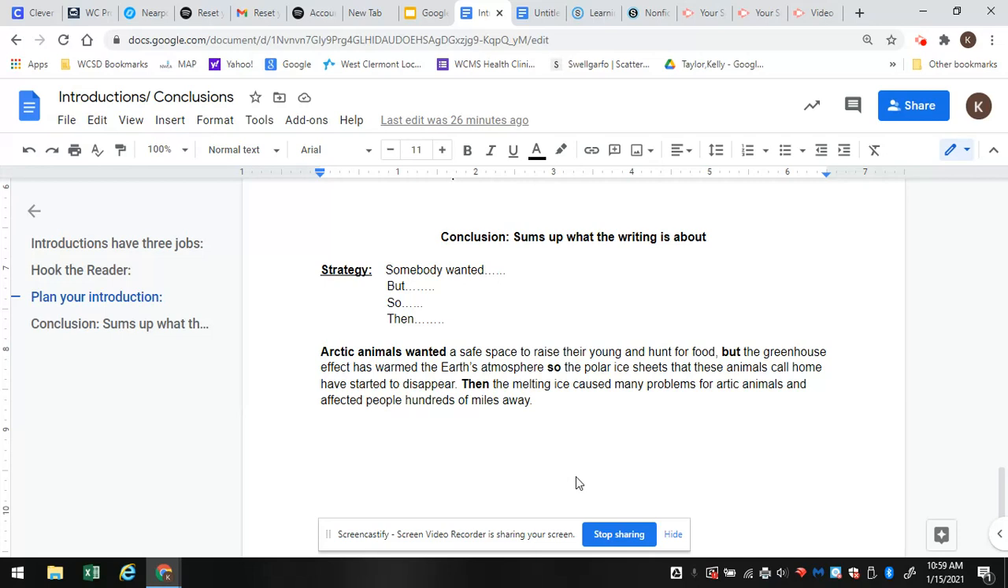Go ahead and add a conclusion to your draft, and by the time that you're finished with all of your work today, you should have a completed first draft that has an introduction, some body paragraphs, at least 3, and then you have your conclusion summing it up.